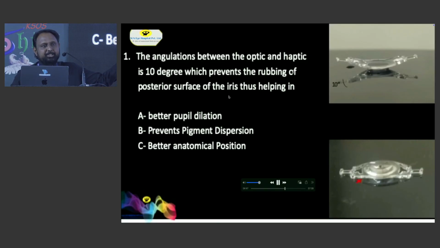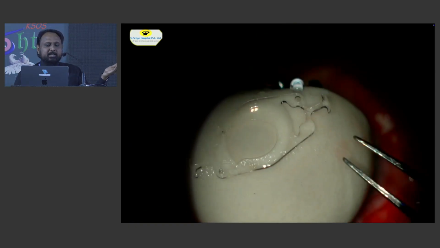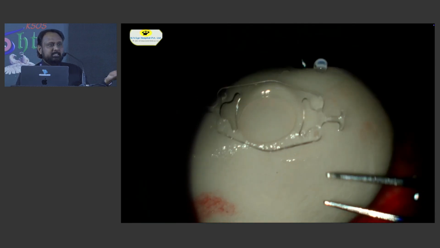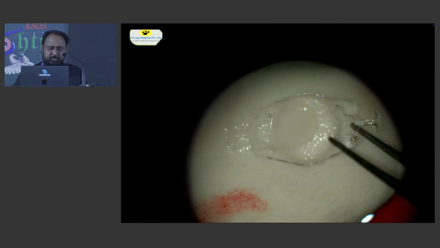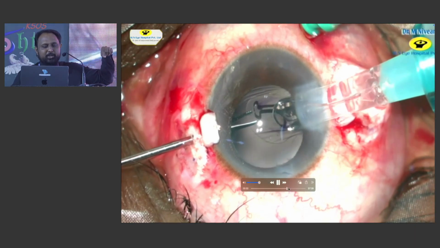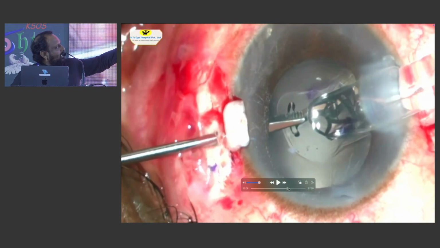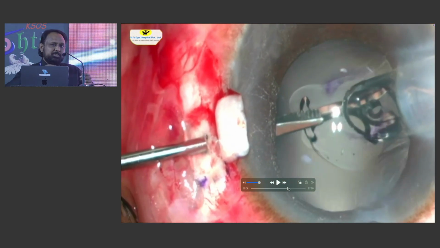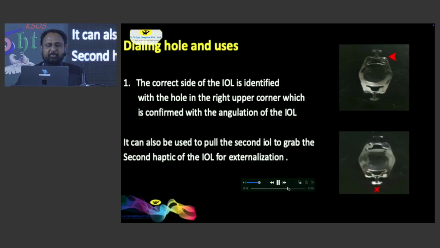We also have an angulation. There is a hole on the top right that shows there's a 10 degree angulation. This angulation is so that the lens sits away from the iris and there is no disturbance as far as pupil dilatation or any pigment dispersion. Some surgeons use the hole with a dialer to even exchange the lens. The third thing is the head-on position. When you hold it like this, when you're pulling out, the two T's bend inwards. So there's a lesser diameter that comes out, and it is easier to pull out the lens than holding it anywhere else.